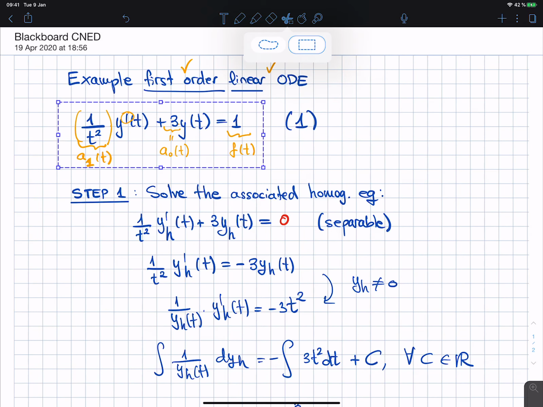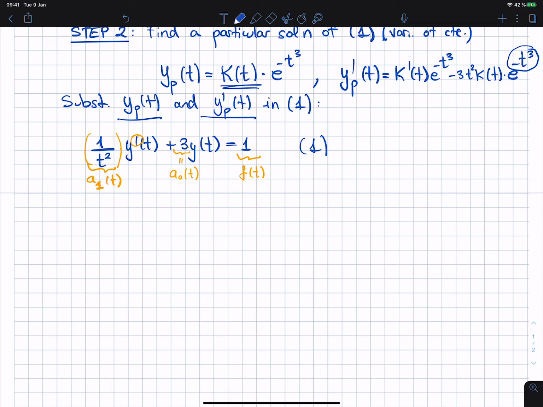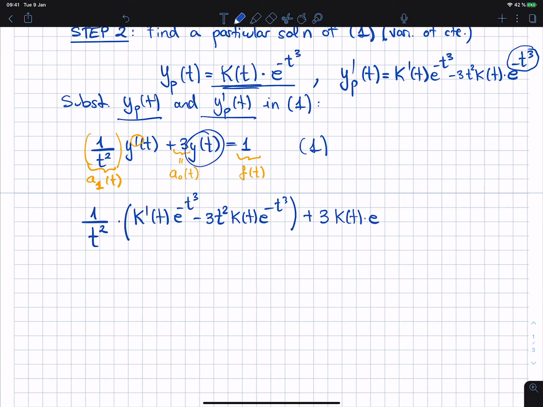So we will substitute in the ODE 1 yp and y prime p. Let's do it. The ODE is 1 over t squared times y prime p. y prime p is k prime times the exponential of minus t cubed, minus 3 times t squared k times the exponential of minus t cubed. Now plus 3 times t squared yp. yp is k times the exponential. And this should be equal to 1.